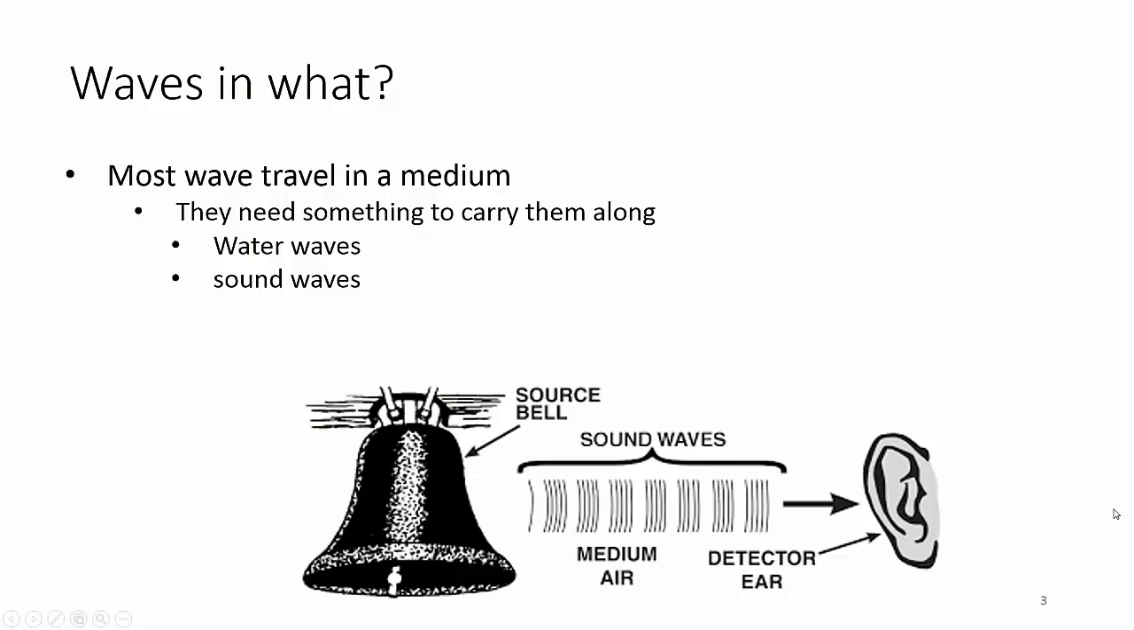Most waves have to travel in a medium. Right? Water waves travel in water, sound waves travel in air. They need something to carry them along. That's what's so great about the EM waves. They don't need a medium, which again I pointed out was really good, or else we wouldn't be able to see the sun.